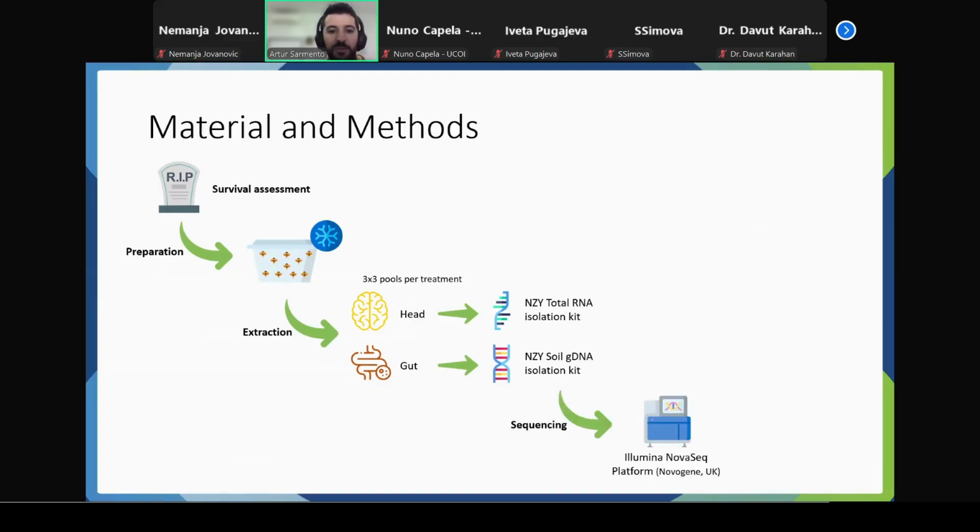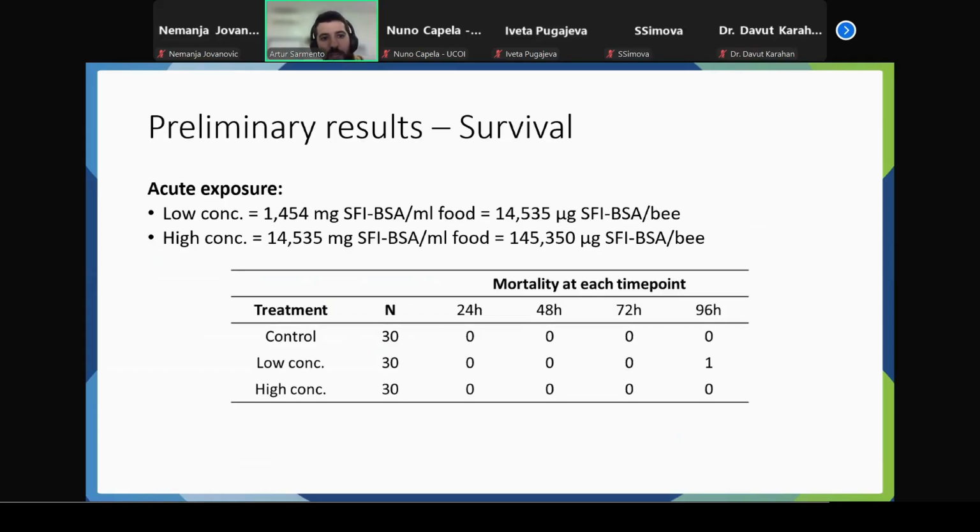Then we sent them for sequencing at Novogen in the United Kingdom, a company that does sequencing at really good prices, using an Illumina NovaSeq platform. After they sent us the data, we ran it through 2 different pipelines, one for RNA and another for DNA, and compared it with the latest version of the whole genome annotation for Apis mellifera, which at that time was AmelHAv3.1.